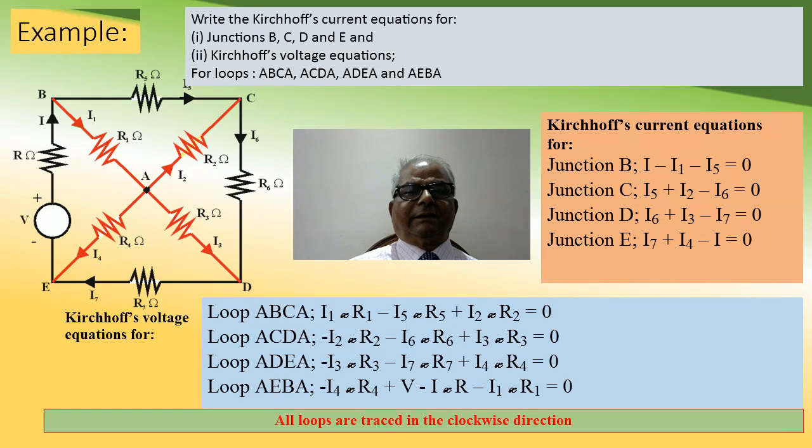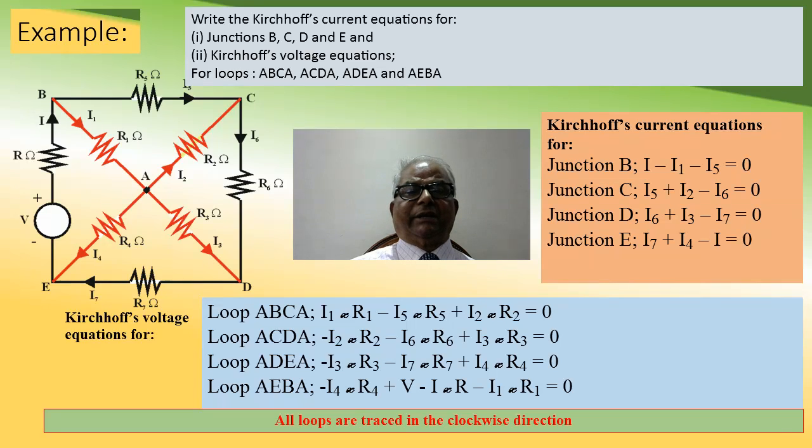Friends, let's take a very simple example wherein we are required to write the Kirchhoff's current equations for the junctions B, C, D and E and the Kirchhoff's voltage equations for the loops ABCA, ACDA, ADEA and AEBA. To write the Kirchhoff's current equation, let us assign the sign. The current flowing towards the junction point is taken as positive. The current flowing away from the junction point is taken as negative.